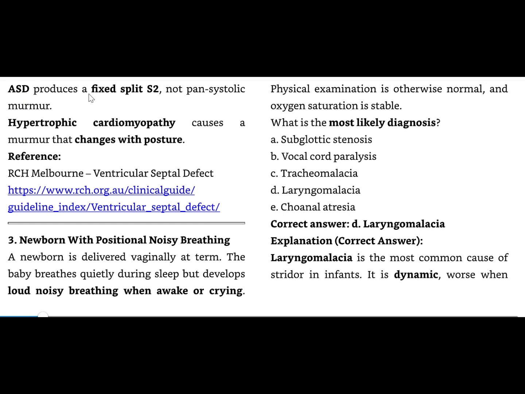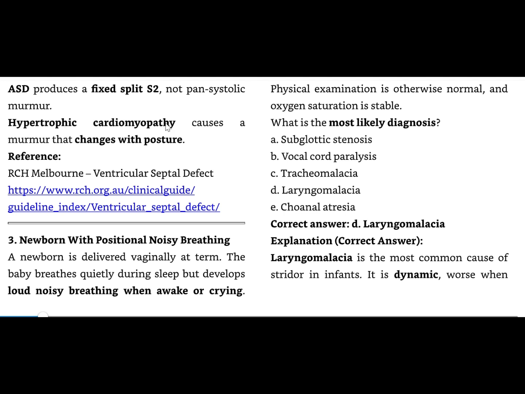ASD produces a fixed split S2. So whenever you see a fixed split S2, this is ASD, not a pan-systolic murmur. The pan-systolic murmur is diagnostic of VSD. A fixed split S2 is diagnostic of ASD.